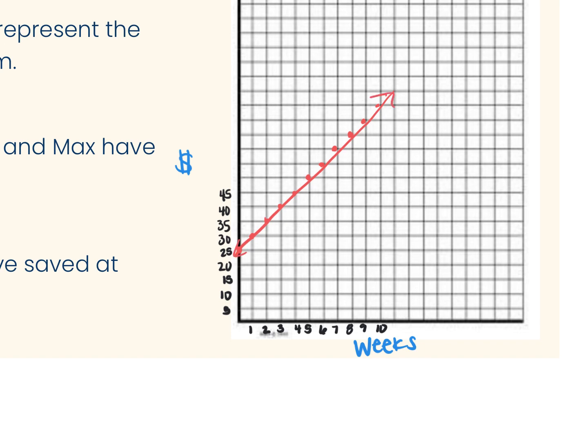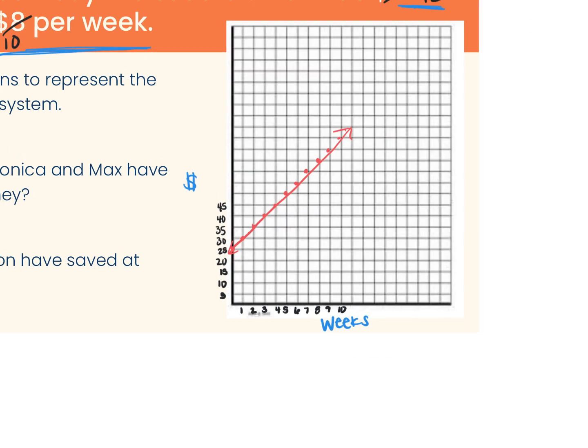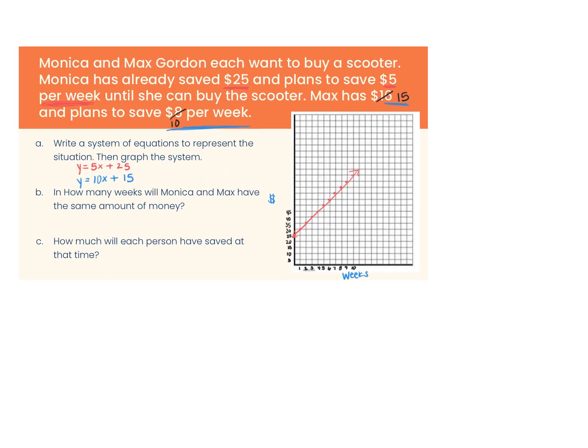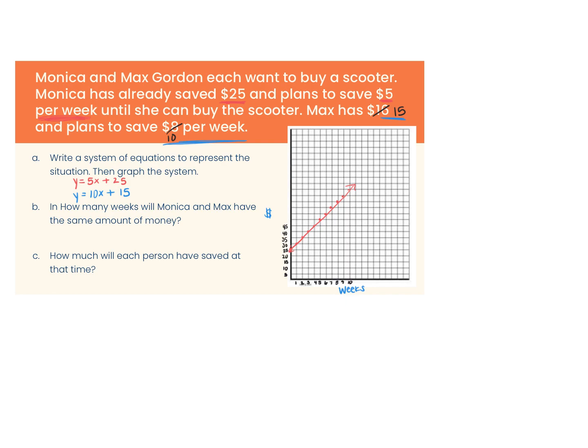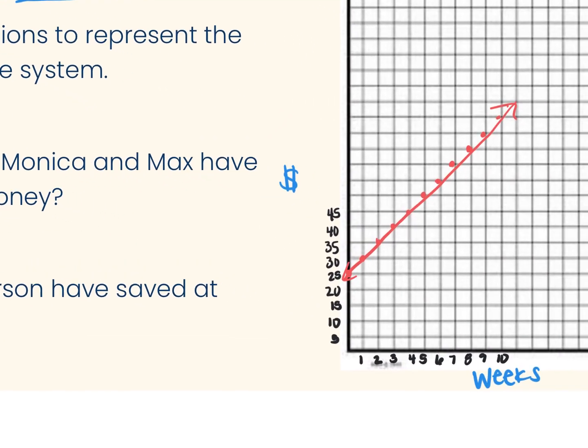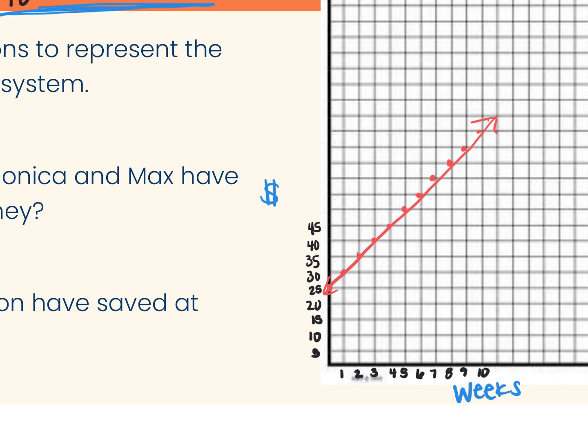Okay, so that's Monica. And now we got to talk about Max. Max has $15 and he's saving $10 per week. Okay, so 15 is going to be my starting point. So I'm going to start with putting a dot on 15. And because Max is saving $10 per week, with Monica we went up 1 line each time because each one of those represented 5. Well, when Max is saving $10 per week, we have to go up 2 lines.